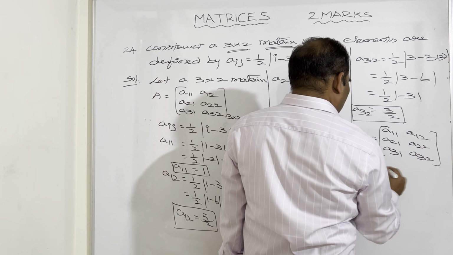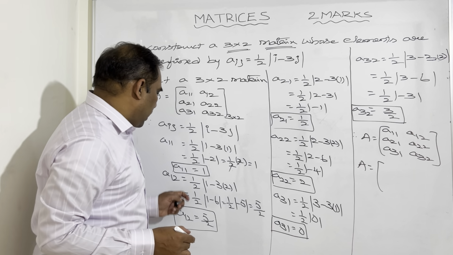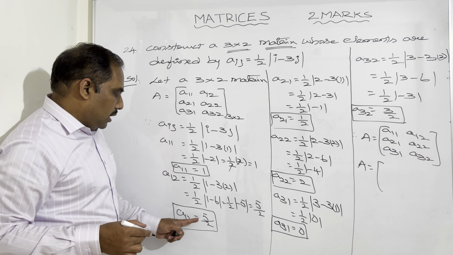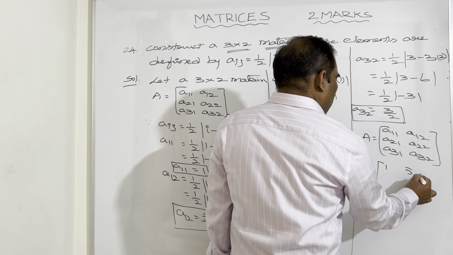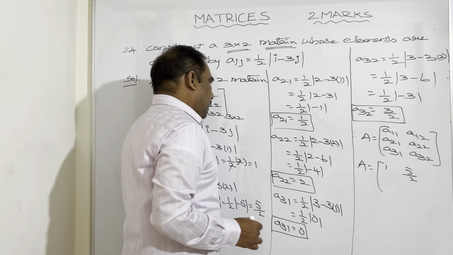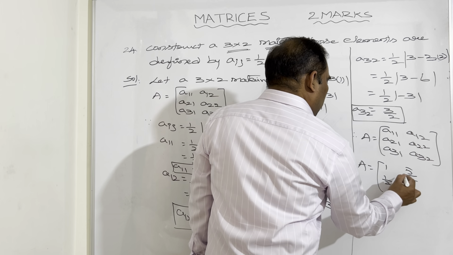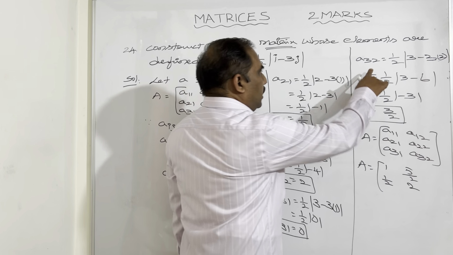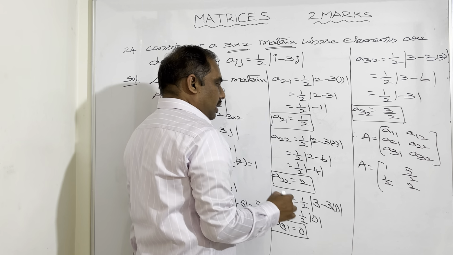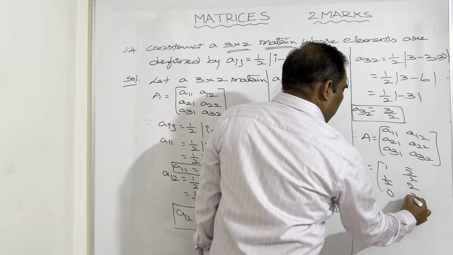So now substitute the elements here. Already we have the A11 element, that is 1, the A12 element, 5 by 2. So that's why 1 and 5 by 2. And here the A21 element, that is 1 by 2, the A22 element, that is 2, and the A31 element, that is 0, and the A32 element is 3 by 2.